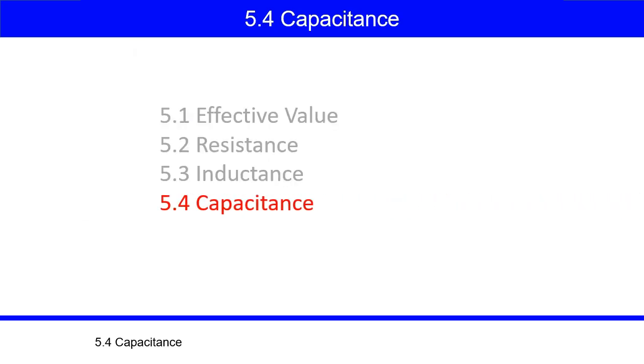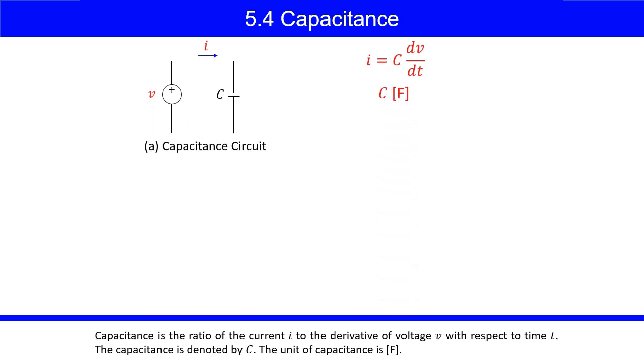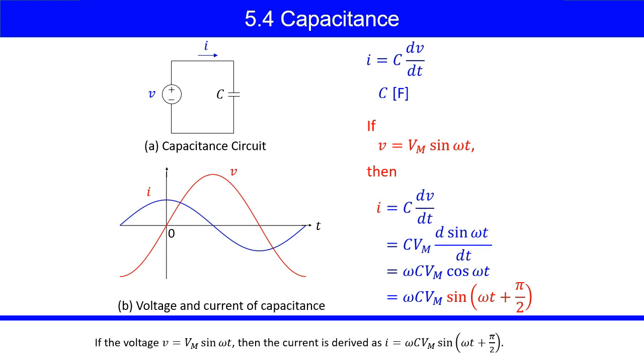Section 5.4, Capacitance. Capacitance is the ratio of the current I to the derivative of voltage V, with respect to time t. The capacitance is denoted by C. The unit of capacitance is farad. If the voltage V equals Vm sine omega t, then the current is derived as I equals omega C Vm, sine omega t plus pi over 2. The current I leads the voltage V by pi over 2.